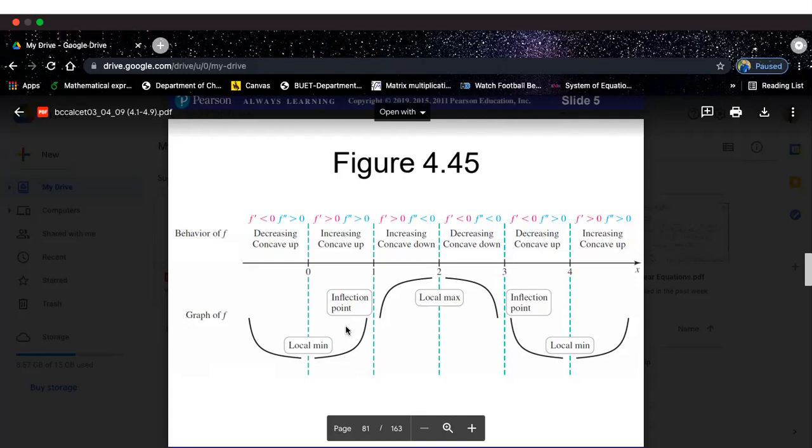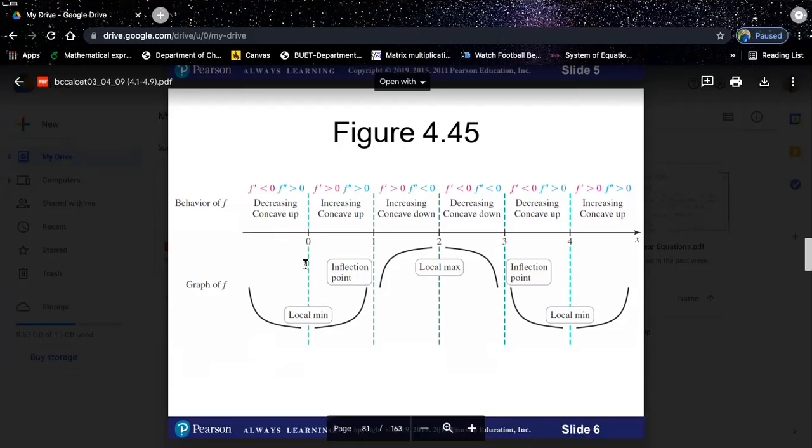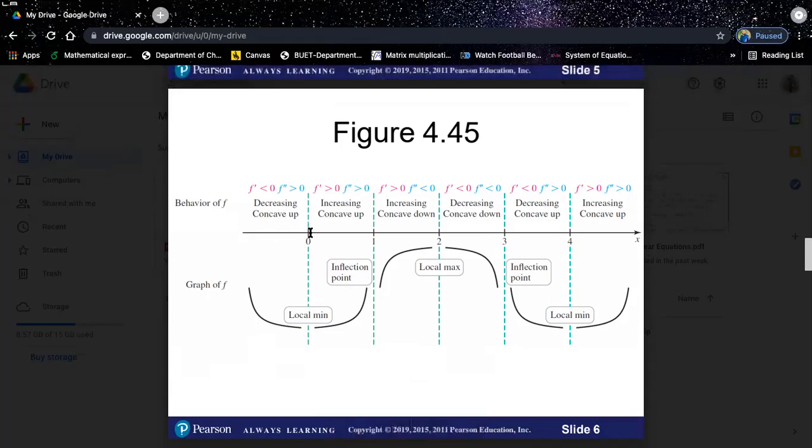So first of all, if we know that the first derivative is decreasing at a point 0, okay? Let's say before the point 0, the function was decreasing, and after 0, the function starts to increase. So if you just consider the point 0, can you imagine what should happen there?